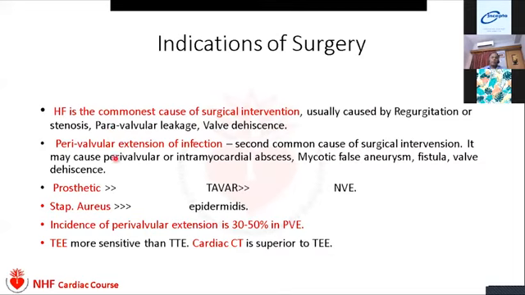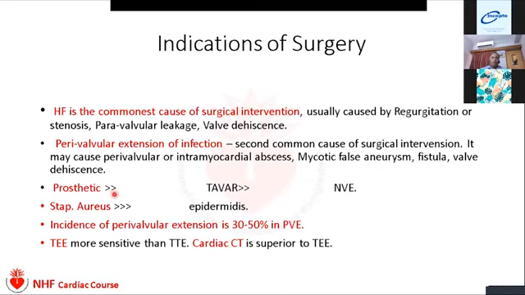The second common cause is perivalvular extension of the infection, because this is very difficult to treat by medication. It may cause perivalvular or intramyocardial abscess, mycotic aneurysm, fistula, or valve dehiscence.